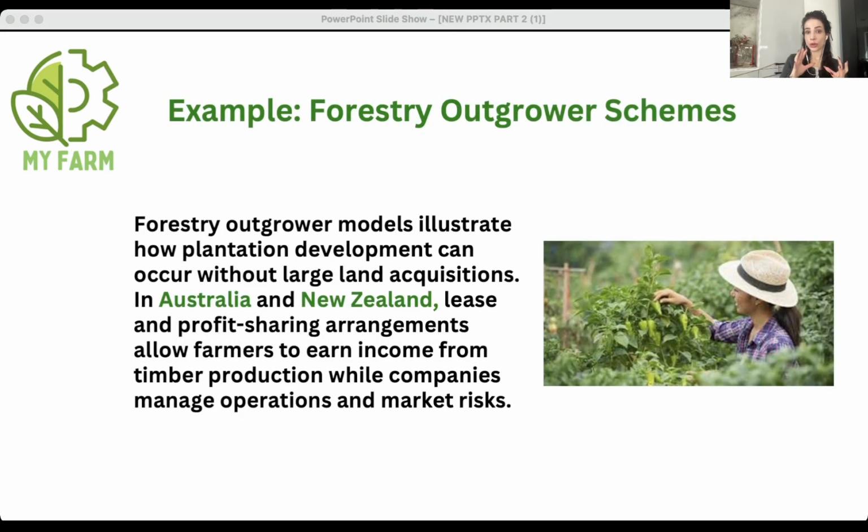Now let's focus on forestry in Australia and the Pacific as an example. In countries like Australia, Brazil, and the Solomon Islands, outgrower schemes have supported plantation development without large-scale land acquisitions. For example, in Australia's lease joint ventures, companies finance and manage tree plantations on land leased from smallholders, while farmers receive lease payments or a share of timber revenue. In New Zealand, models often favor profit sharing at harvest, enabling growers to benefit more directly from market fluctuations.